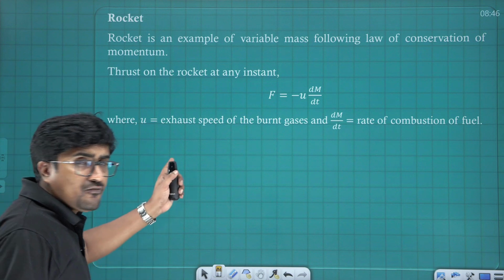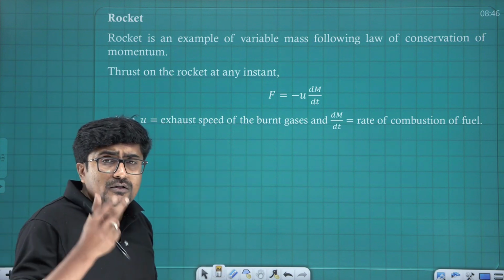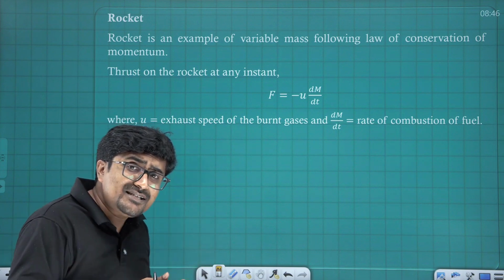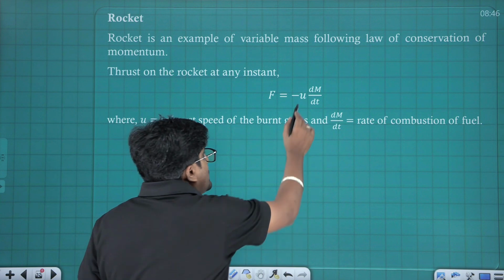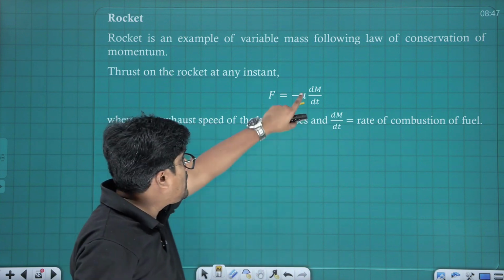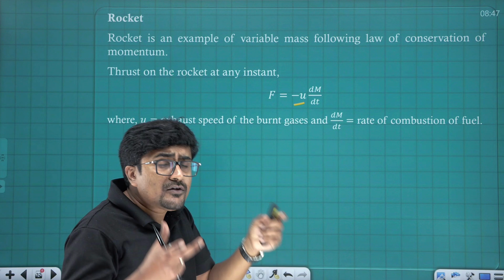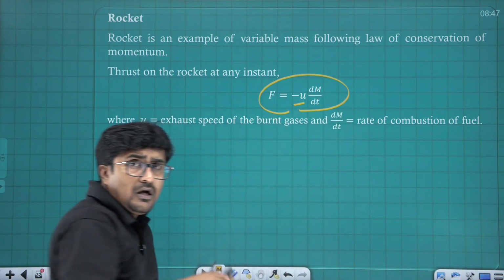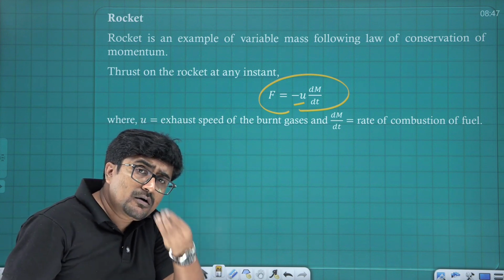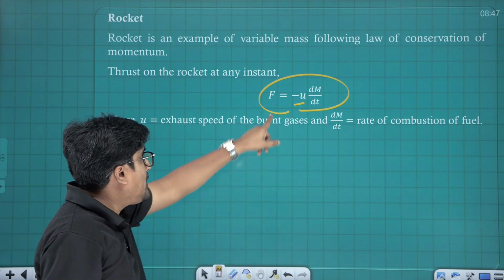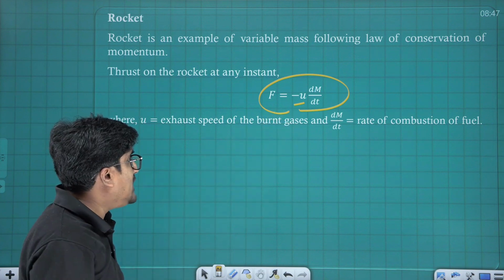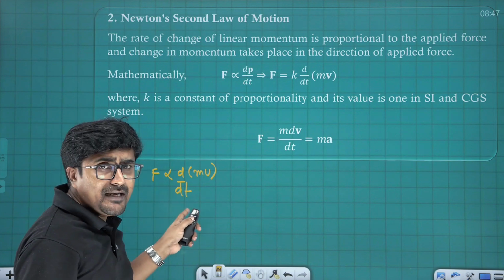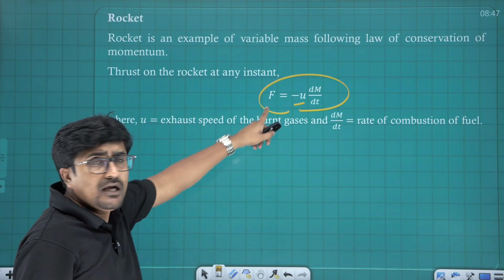All right. Next is the case of rocket propulsion. If the air-fuel mixture is burned and thrown out from the rocket at a speed of u meters per second, and the fuel burned in unit time is dm by dt, then the force due to the burned fuel is going to be u into dm by dt. As I told you in the previous case, the rate of change of linear momentum, F is proportional to d by dt of m into v, and in this case u is kept constant.